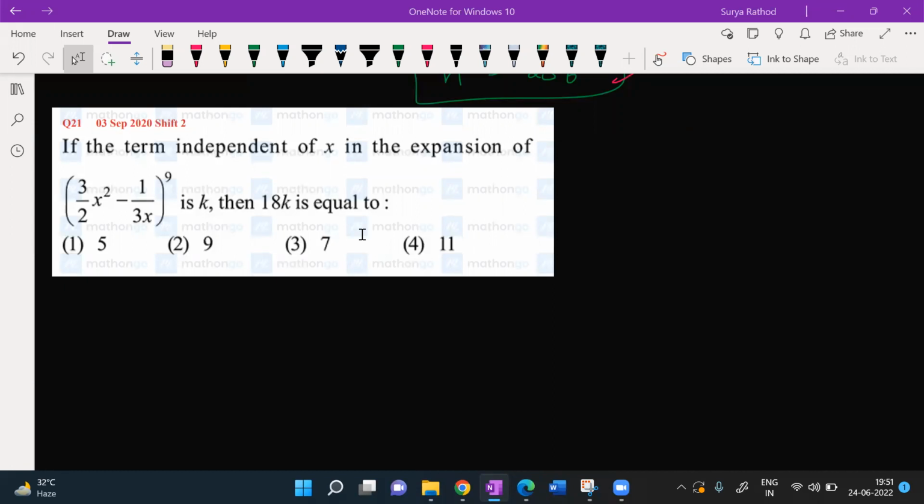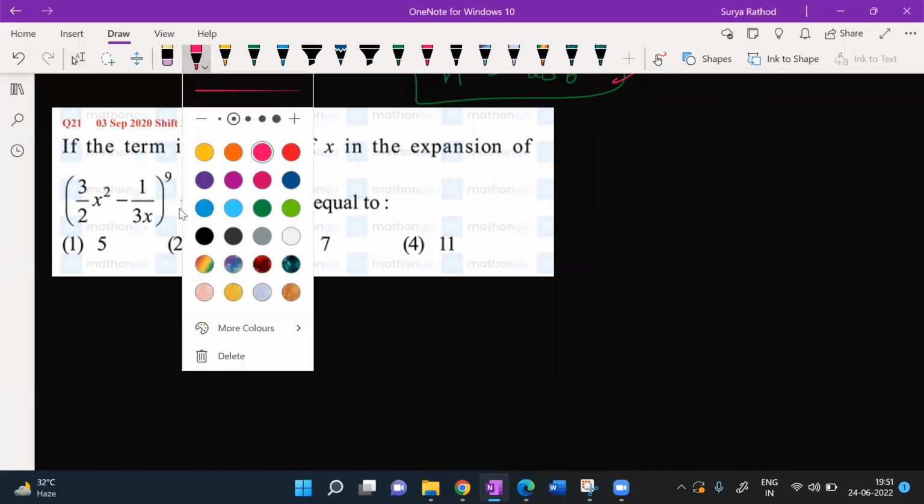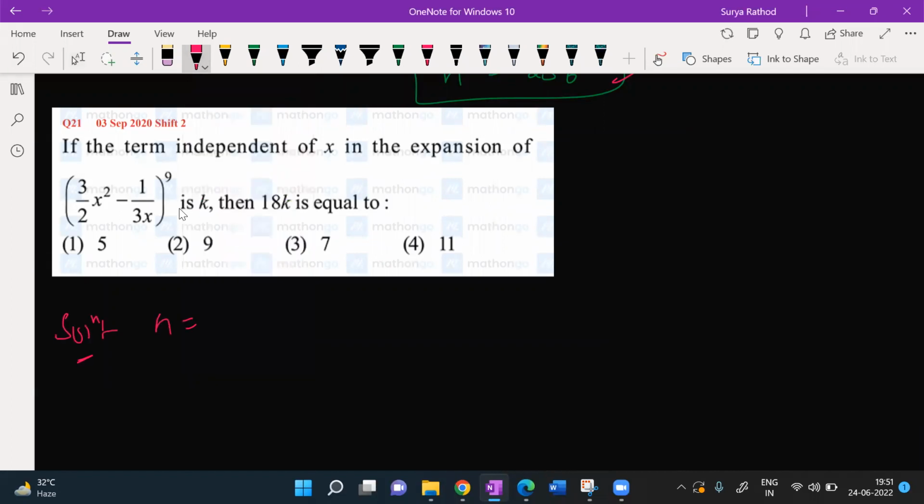Independent term concept. What is n here? 9. So 9Cr, the n value is 9. Three x square by 2 to the power of n minus r, so 9 minus r, into minus 1 by 3x to the power of r. All right.